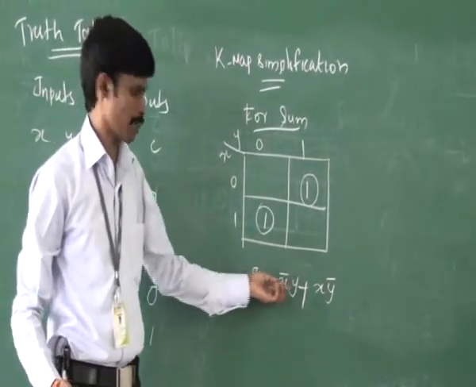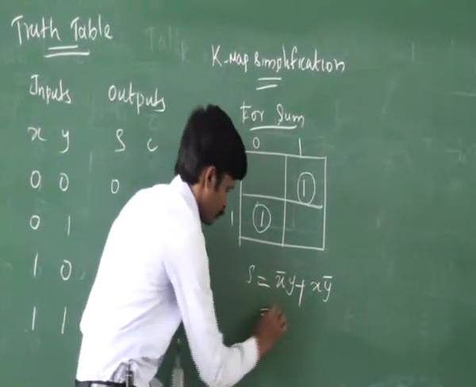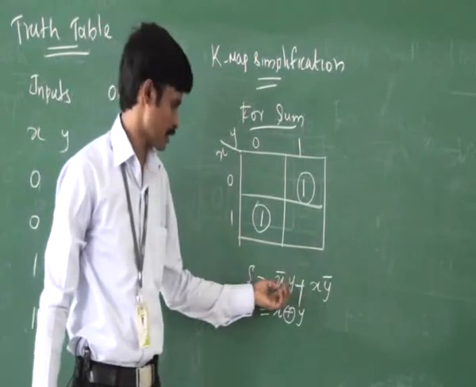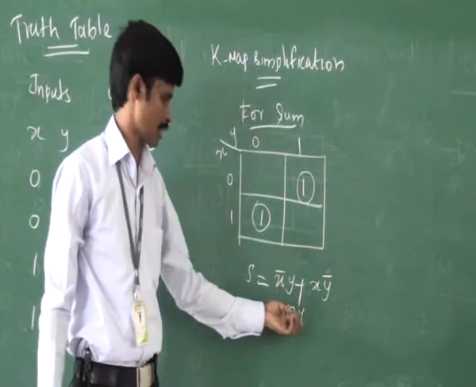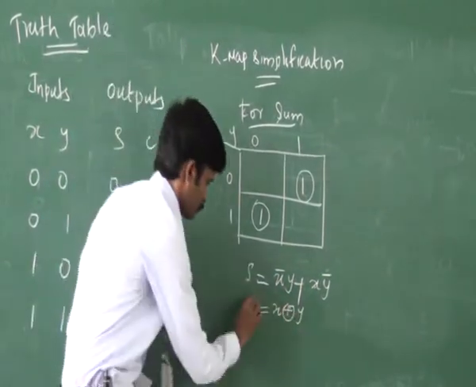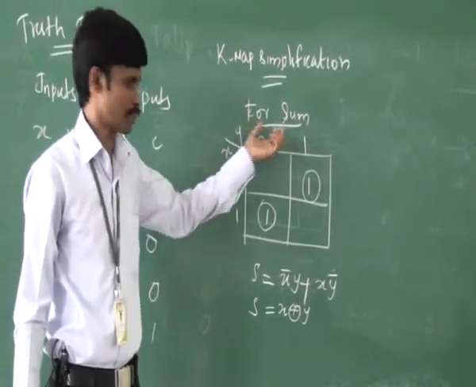Here the sum is expressed in sum of product form, and this can be written as x XOR y. This is the Boolean expression: x bar y plus x y bar, which is equal to x XOR y. Now this can be written as x XOR y. Then let us see the Boolean expression for carry.